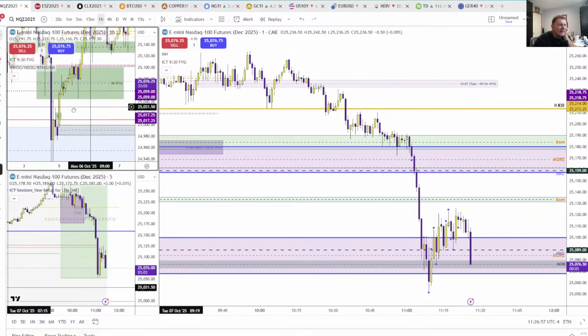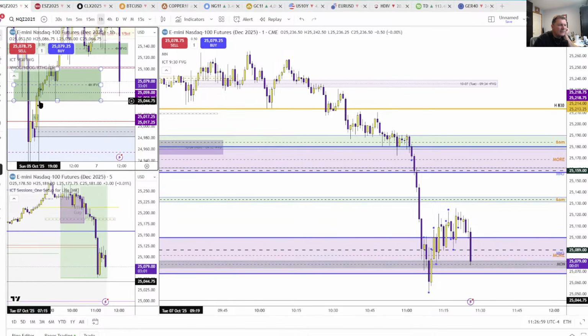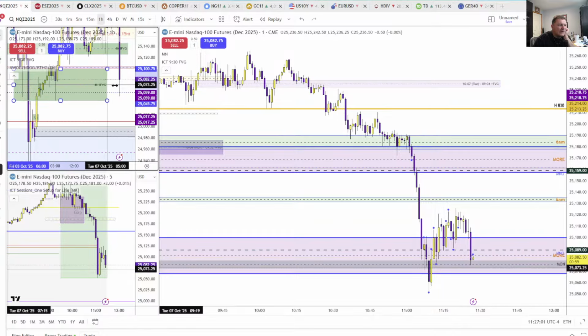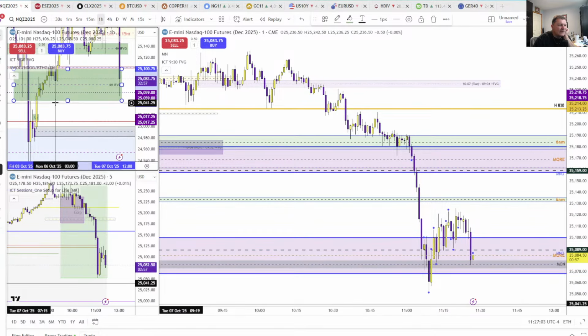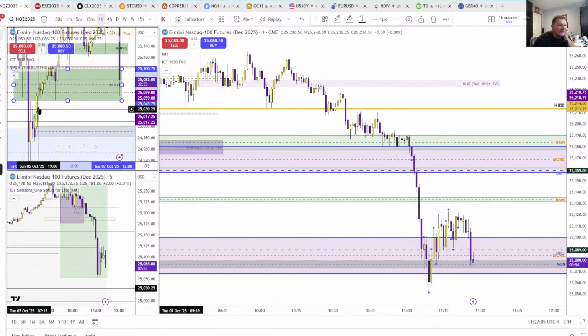Watch this dive down into this low and this 4-hour fair value gap, looking for that to take this low out here and dig into this BISI here.